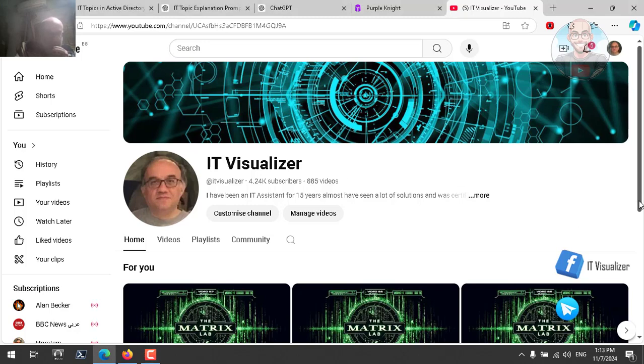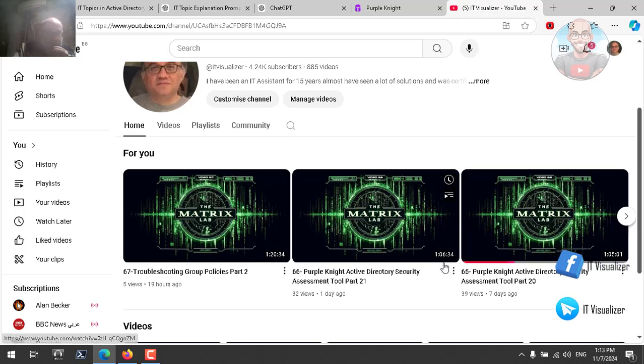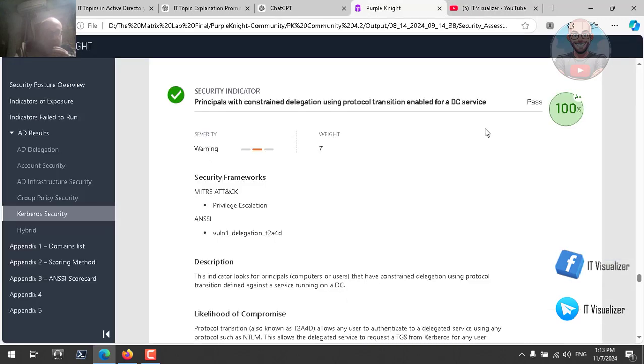We have been discussing in the previous video, while still working with the Purple Active Directory Security Assessment Tool, which is a free tool you can download to assess your security situation concerning your Active Directory. We are discussing the report generated by this tool. We are now discussing this security indicator, which is called Principles with Constrained Delegation using Protocol Transition Enabled for a DC Service.